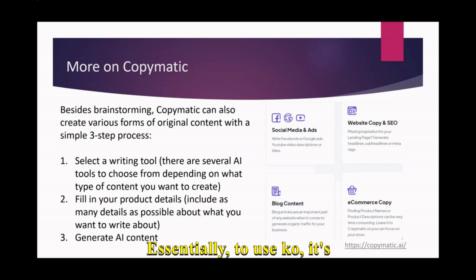Essentially, to use Copymatic, it's just a 3-step process. You pick what you want to write, so the type of writing tool that you need. Then you fill in your product details. So if you're writing a greeting card, you'll just let it know you're doing a greeting card, and then you'll give it the topic. And then you click Generate AI Content, and you will have a variety of phrases on the topic you've given it to choose from.